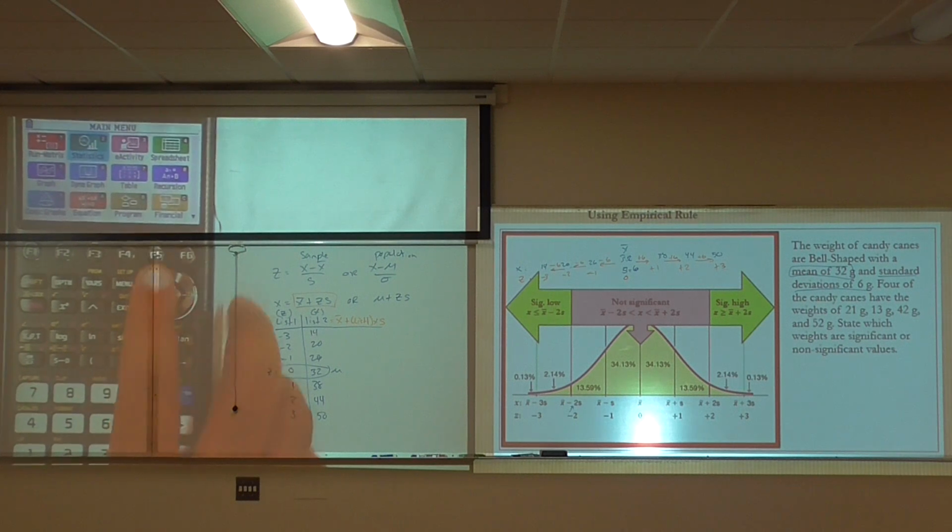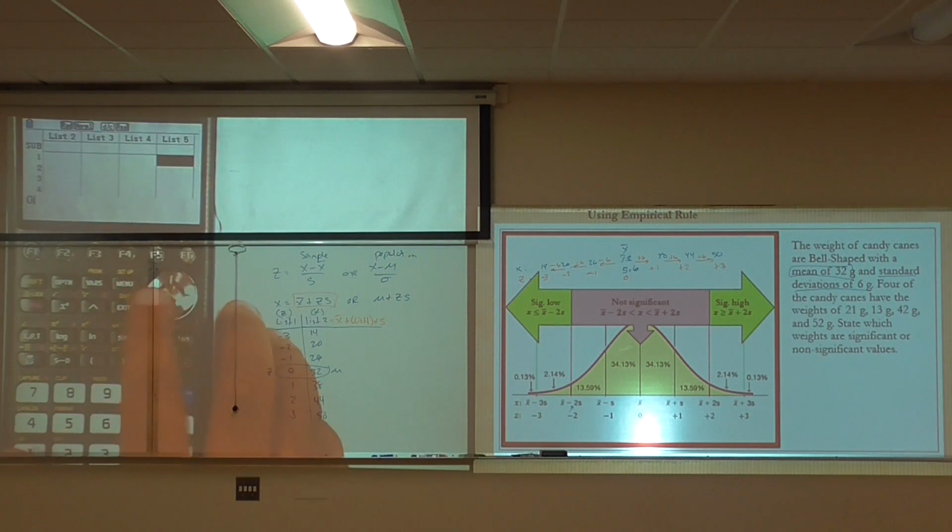For the Casios, make sure you're in the stat view. So make sure you press menu and then select statistics.